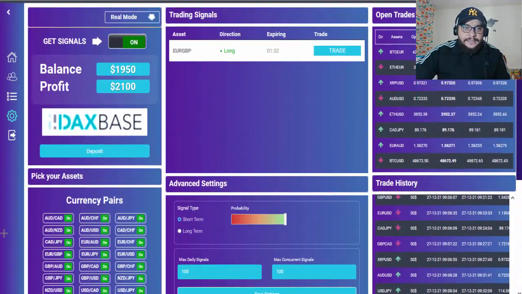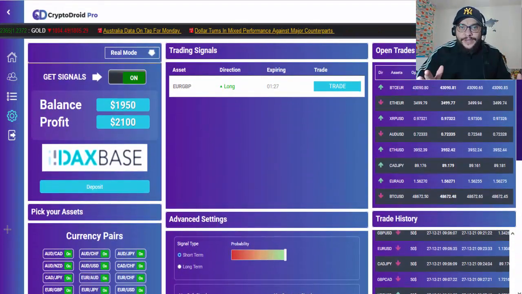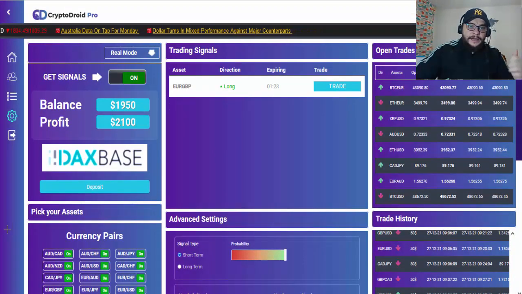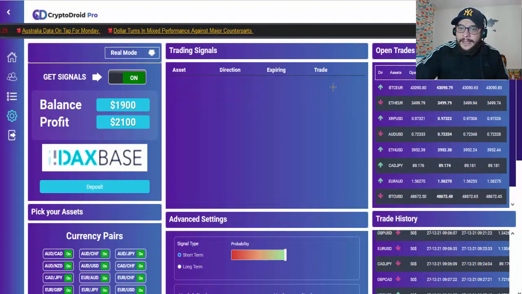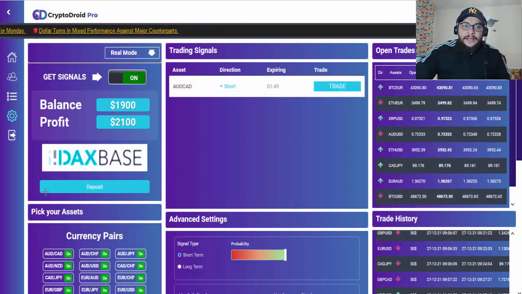This is the easiest way to profit from the market's fluctuation, also crypto market and forex market. And we have Euro GBP, it is a buy, and let's place this one, and that's it. That's all the trades for today. This is the simplest way to profit from the market fluctuation, forex market, and also crypto markets. I never saw such a simple and easy to use trading software like Crypto Droid Pro.